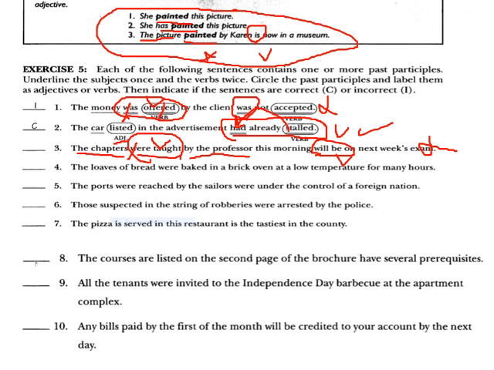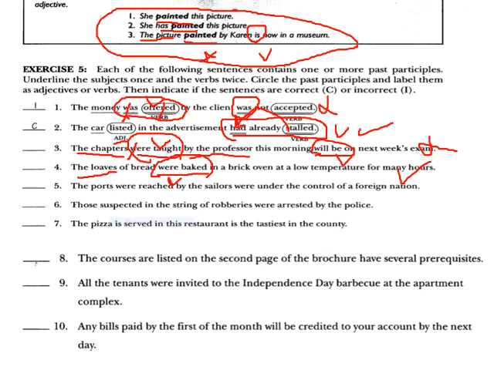Okay, number 4: The loaves of bread were baked in a brick oven at a low temperature for many hours. Okay, the loaves, this is the subject, of bread, prepositional phrase, "were baked." I have "baked," a past participle, and "were" came with it, so "baked" is part of the verb and "were baked" together is the verb. Now the rest of the sentence should have no verb, and we do not have any other verb. We have "in a brick oven," a prepositional phrase, "at a low temperature," a second prepositional phrase, and "for many hours," another prepositional phrase, so our sentence is correct.